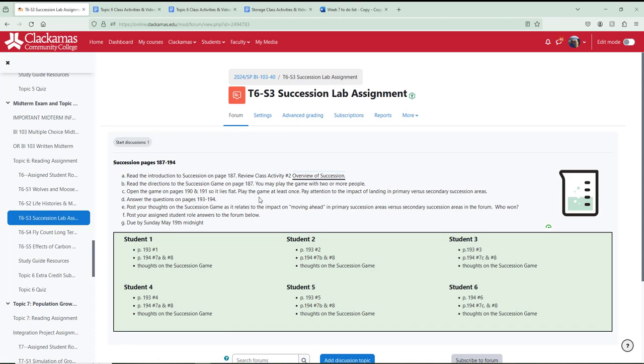Okay, so you play the game, and then let me look at the directions on here. So play the game at least once. Take a look at the impact of landing on the primary versus secondary succession. So if you're doing this by yourself, do the primary succession first and then do the secondary succession. Okay, and just compare the two, see what happens. So you'll see what happens with the different communities, and how long it takes you to reach the climax community at the end. Okay, so once you're done, go ahead and answer the summary questions at the end.